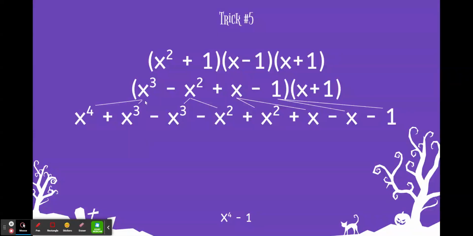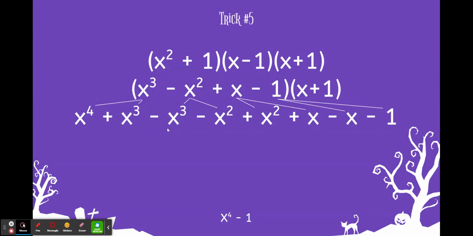And when we do that, x to the 3rd times x is x to the 4th. X to the 3rd times 1, positive 1, is x to the 3rd. Negative x squared times x is negative x cubed. Negative x squared times 1 is negative x squared. X times x is x squared. X times 1 is x. Negative 1 times x is negative x. Negative 1 times 1 is negative 1.